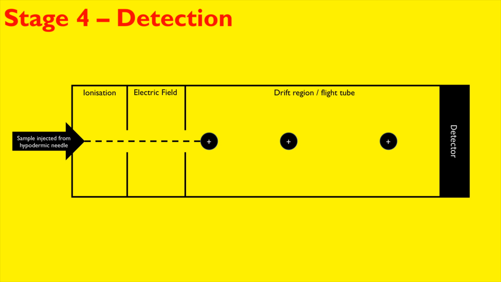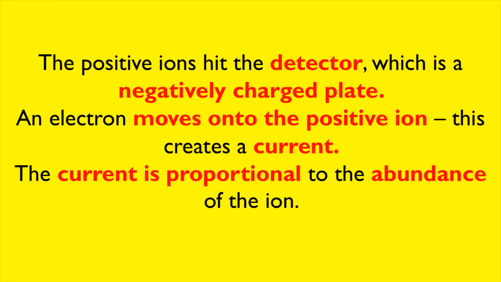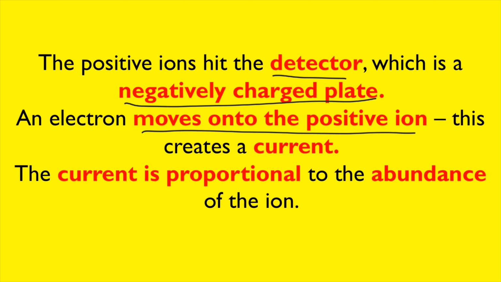So stage 4 is detection. The detector is a negatively charged plate. As the positive ions hit the detector, an electron moves from the negatively charged plate onto the positive ion. This generates a small current. The current is proportional to the abundance of the ions present. So to summarise, the positive ions hit the detector, which is a negatively charged plate. An electron moves onto the positive ion, creates a current, and that current is proportional to the abundance.